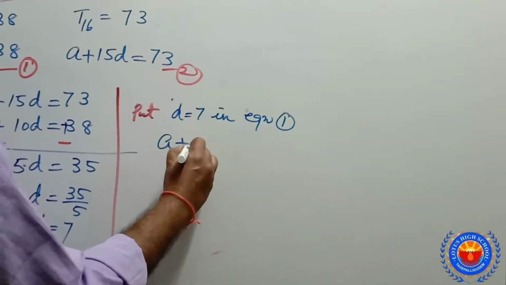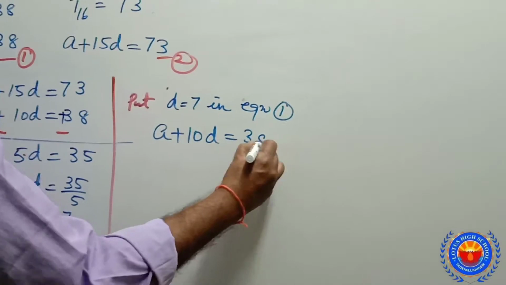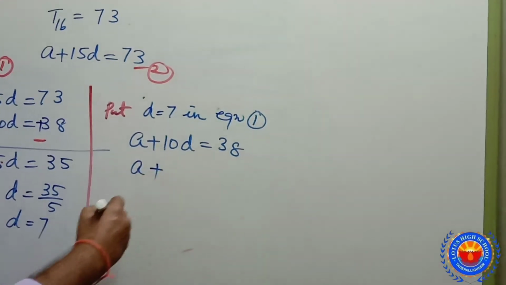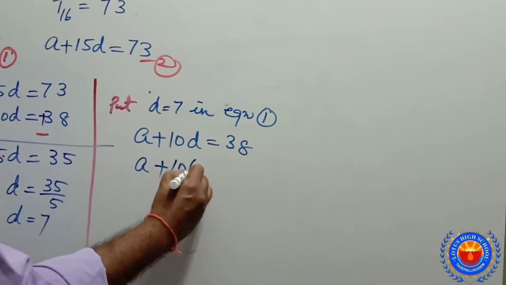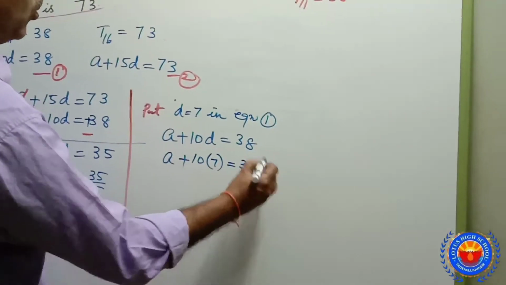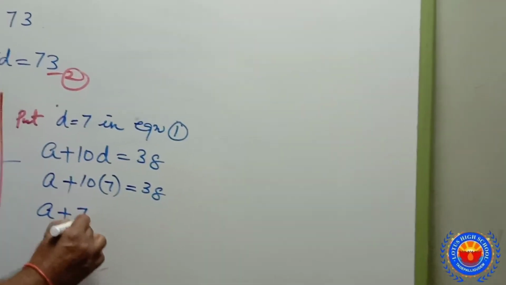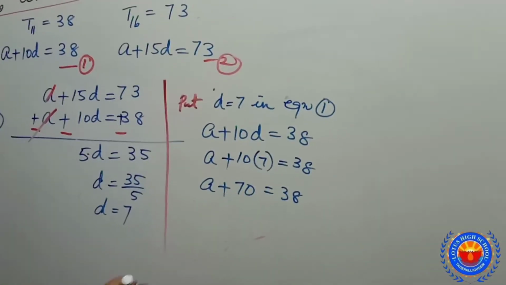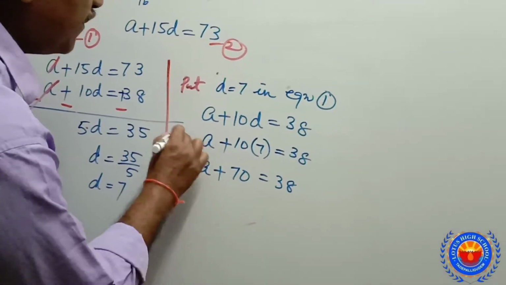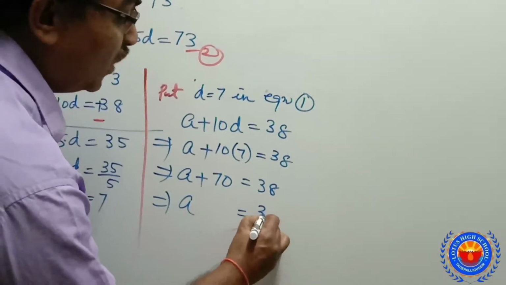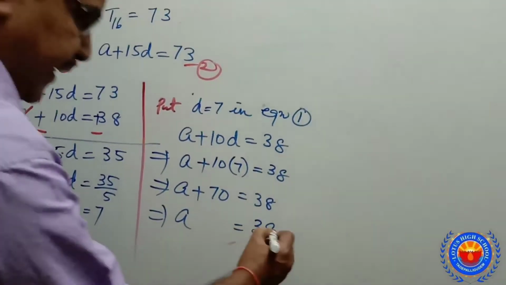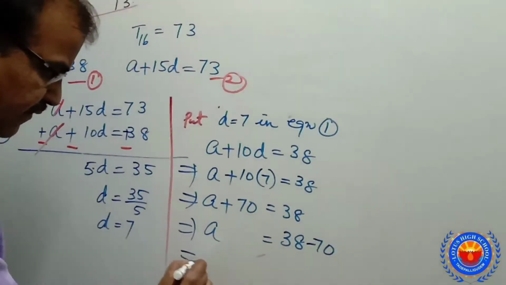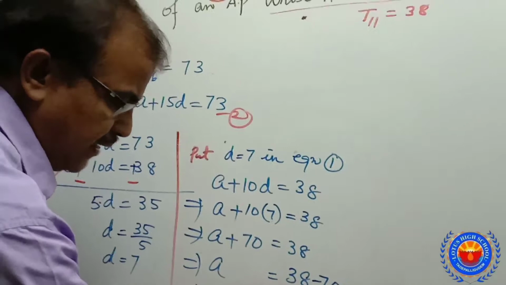So what is equation 1? a plus 10d is equal to 38. a is the unknown. a plus 10 into d, 10 into 7, is equal to 38. a plus 70 is equal to 38. This implies a is equal to 38 minus 70.